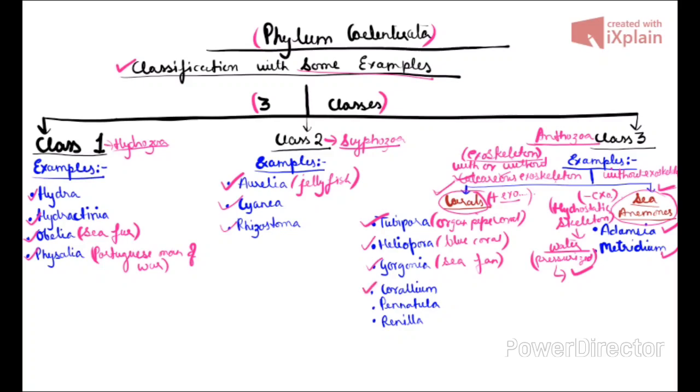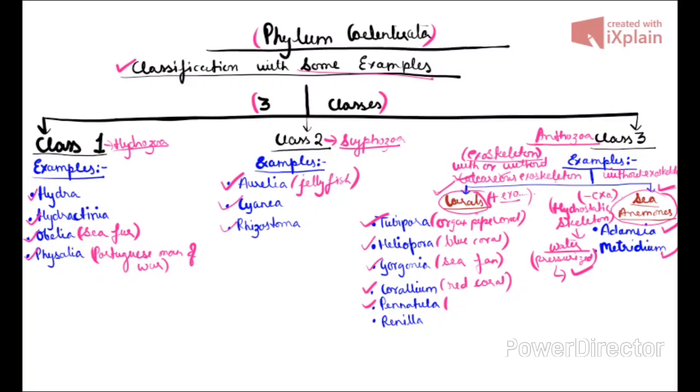Then we have Corallium. Corallium is the red coral, commonly known as the red coral. Then we have Pennatula. Pennatula is commonly known as the sea pen.